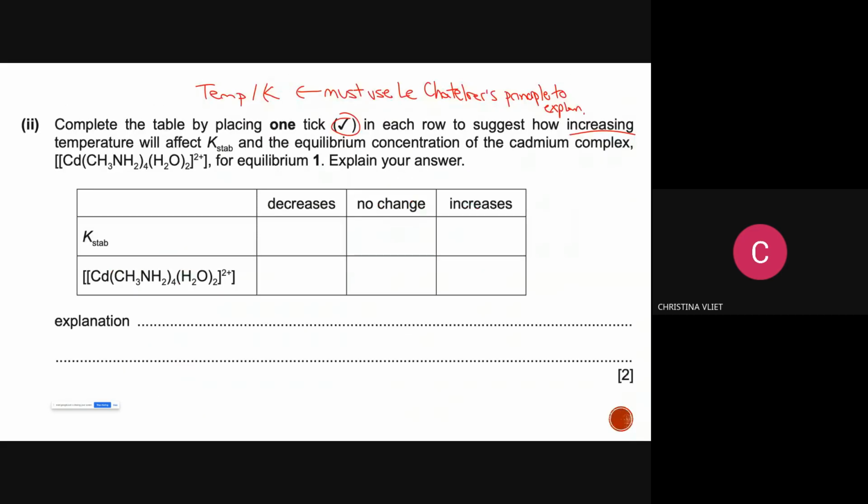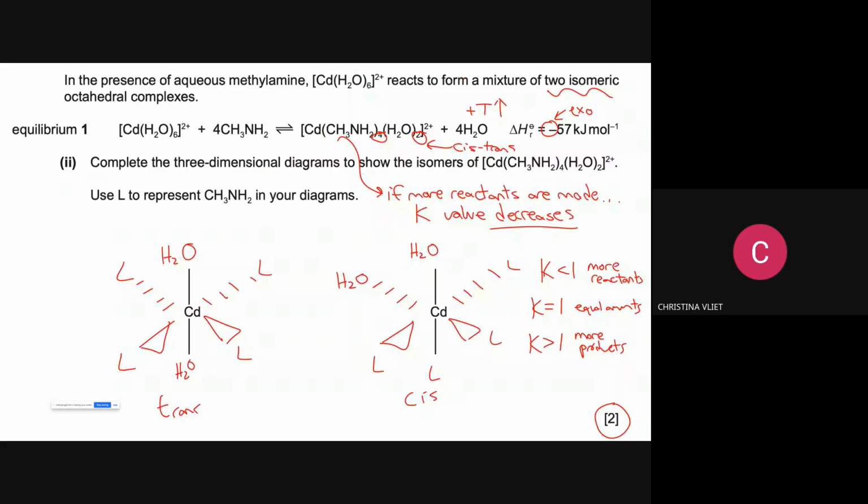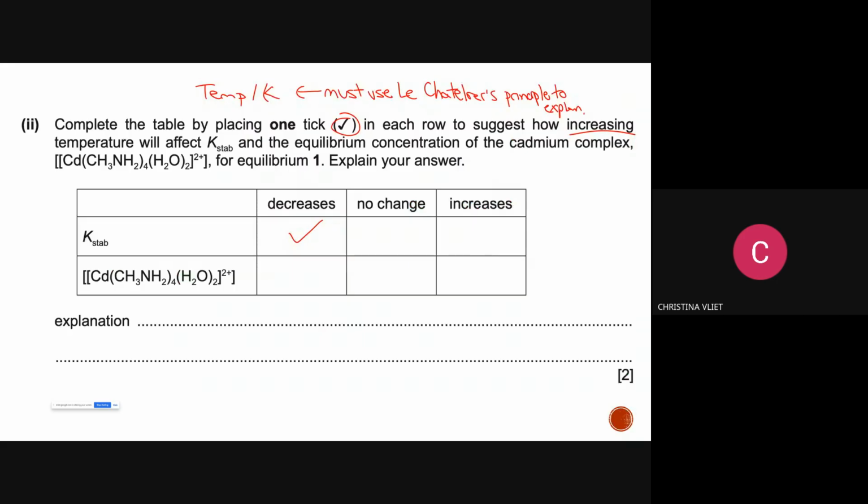So then, where do we tick? What happens to the K at? Decreases. What happens to the concentration of the product? Also decreases because we're losing this and making that, right? If the equilibrium is going this way, we're losing products and making more reactants than we had before. So this is also going to decrease. This together is worth 1 mark. You have to get both ticks right for 1 mark.